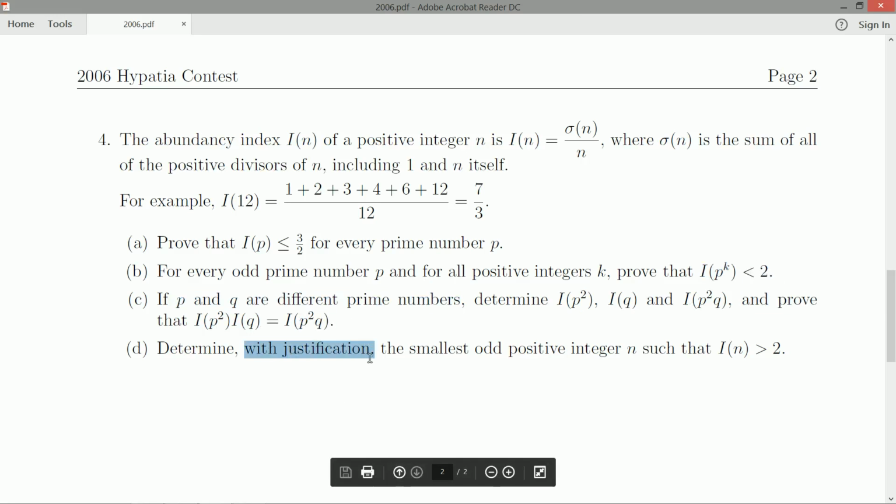And D, determine with justification, because we're supposed to be justifying everything, the smallest odd positive integer n such that I(n) is greater than 2. Okay. So, odd integer, I'm going to guess I'll split it with odd primes, so no factors of 2. Anyway. I think maybe from B getting a formula for p^k, probably in terms of p and k, should do the trick.